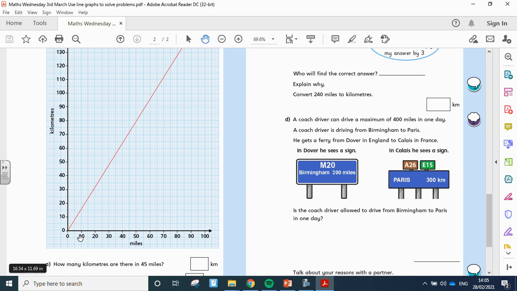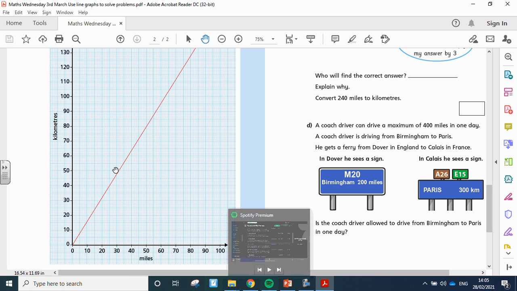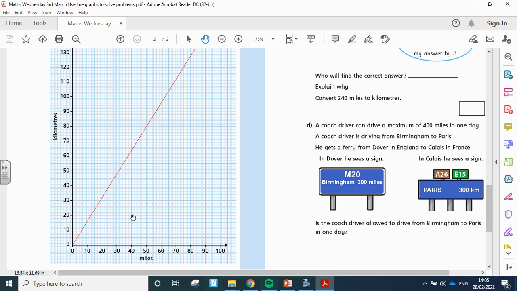So miles along the bottom. Let's say it's 10 miles, just as an example. 10 miles is approximately 15 kilometers, which I believe is a fact that we worked out last week. Okay, I'll do another one that I can see from here. Let's have 80. 80 kilometers, if we go down, is approximately 51 miles. So use that graph to help you do those questions.